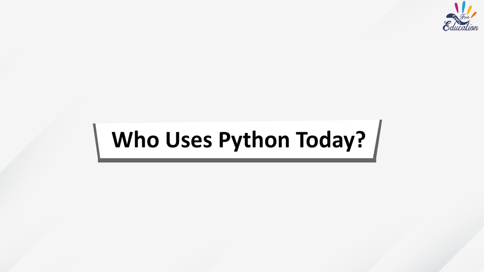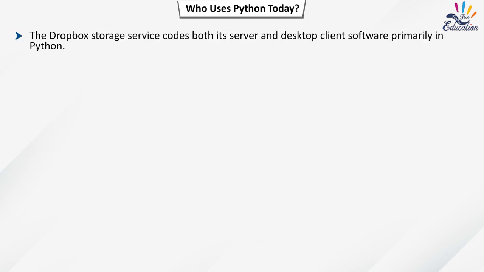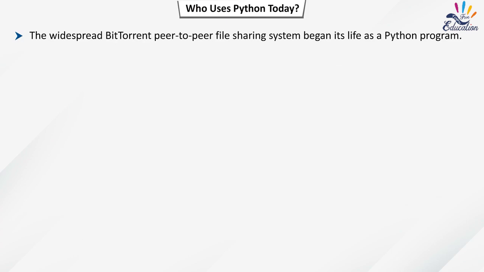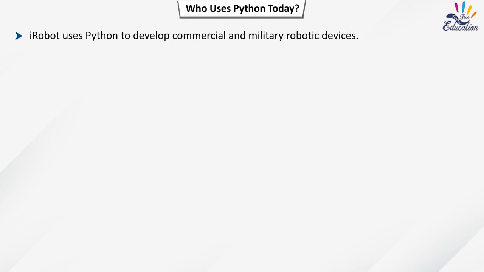Who uses Python today? Google makes extensive use of Python in its web search systems. The popular YouTube video sharing service is largely written in Python. The Dropbox storage service codes both its server and desktop client software primarily in Python. The widespread BitTorrent peer-to-peer file sharing system began its life as a Python program. Maya, a powerful integrated 3D modeling and animation system, provides a Python scripting API. iRobot uses Python to develop commercial and military robotic devices.